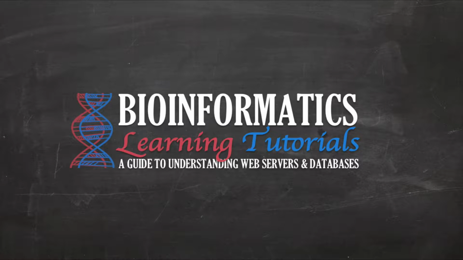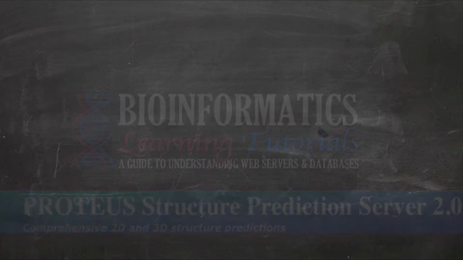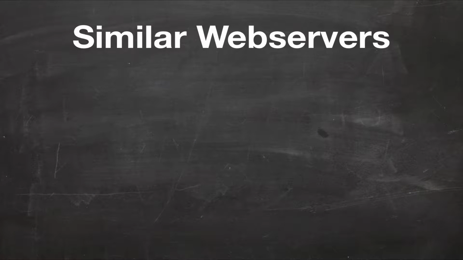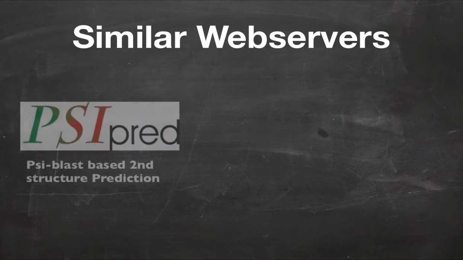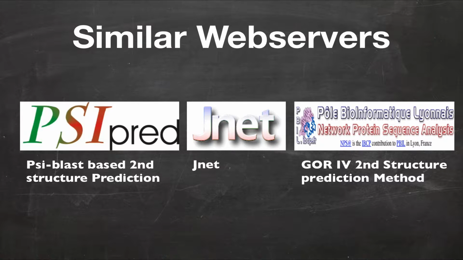Hello everyone, in this video I'm going to show you how to use Proteus2, an open access web server that helps predict the secondary and tertiary structure of protein sequences. I will also show you how you can view the results obtained from a Proteus2 prediction using an online structure viewer. As you may know, there are many secondary structure prediction web servers online such as Cypred, JNet, and Gore that do an excellent job of predicting protein secondary structures.